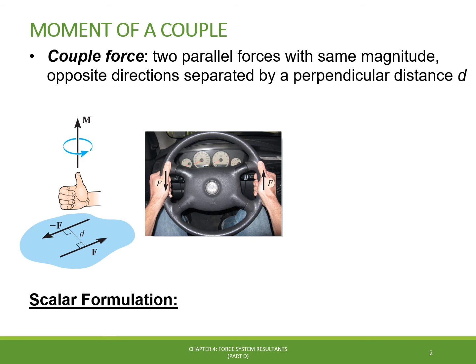Using the scalar formulation, we can determine the magnitude of the moment of a couple by multiplying the magnitude of the force and the perpendicular distance, or moment arm, d between the forces. Just like any moment, the direction and sense of the couple moment is determined by the right-hand rule, which indicates the rotation caused by the couple forces. In all cases, the couple moment will act perpendicular to the plane containing these forces.